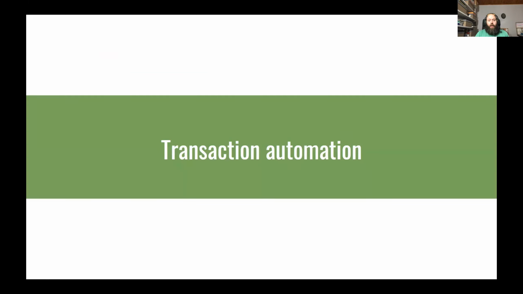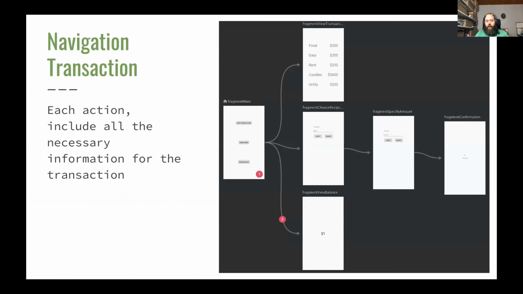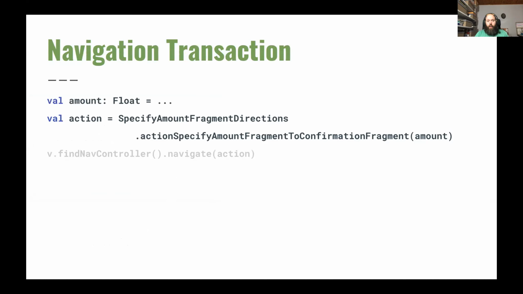And also, what's helping in the navigation library is the automation of the transaction. Because as I said, you don't have to replace or add or choose what you have to do with your fragment, because everything is already included in your navigation graph. When you specify your action, you can also add your arguments.